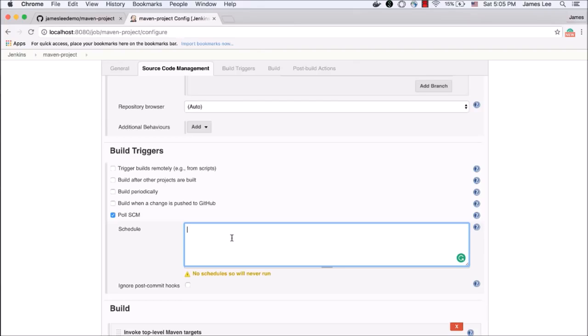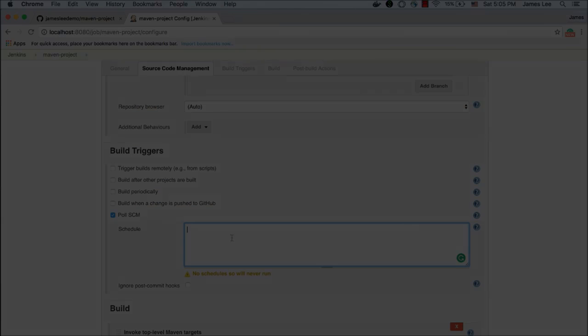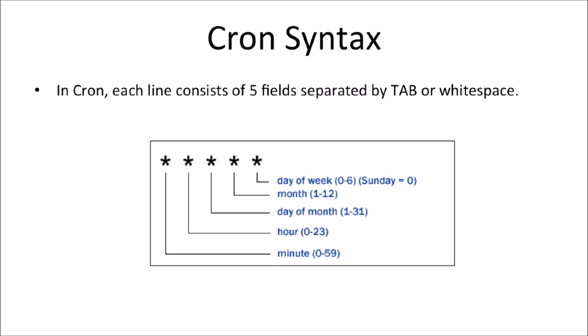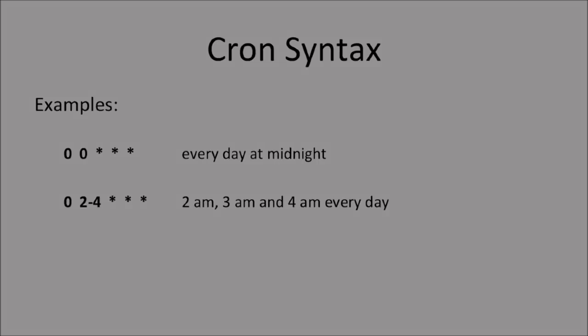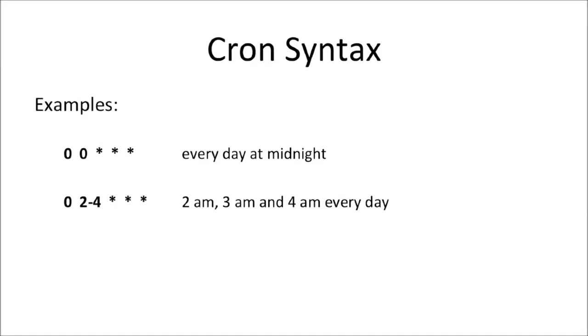Cron is a very important concept working with job scheduling services such as Jenkins. Let me quickly walk you through some of the basic syntax of cron. In cron, each line consists of 5 fields separated by tab or white space. Starting from left to right, those fields are minute, hour, day of month, month, and day of week. To specify multiple values for one field, we have the following options. The star sign specifies all valid values. M-N specifies a range of values. A, B, Z enumerates multiple values. For example, 0 0 * * * means every day at midnight.